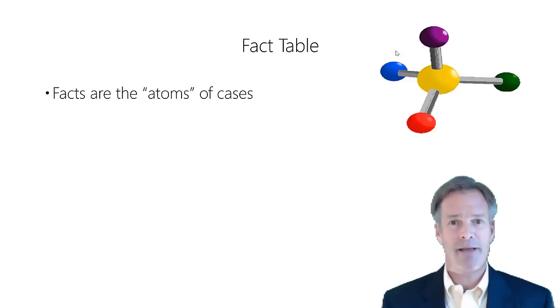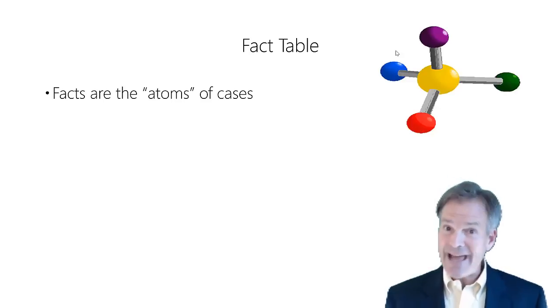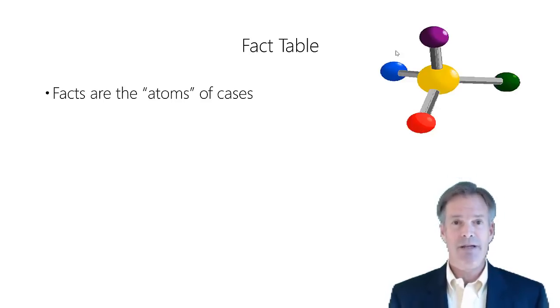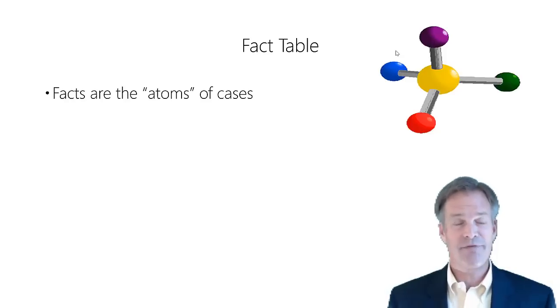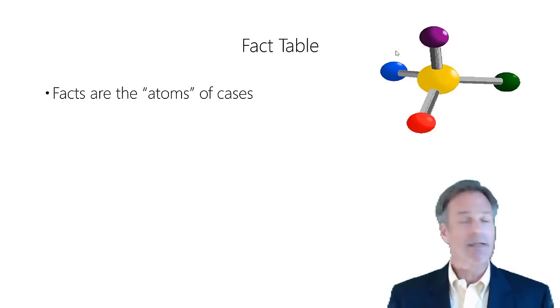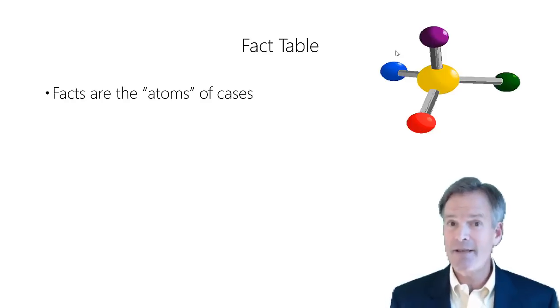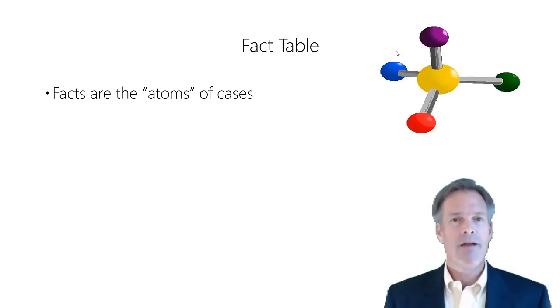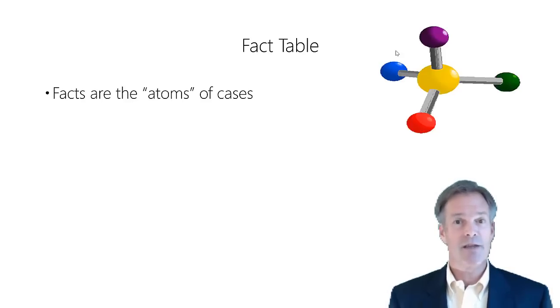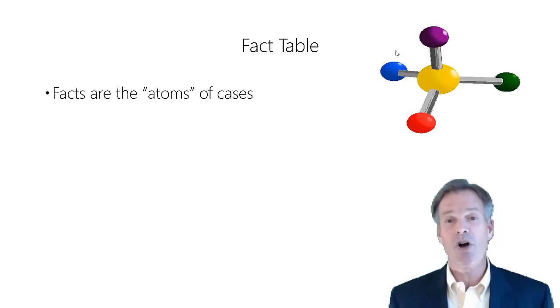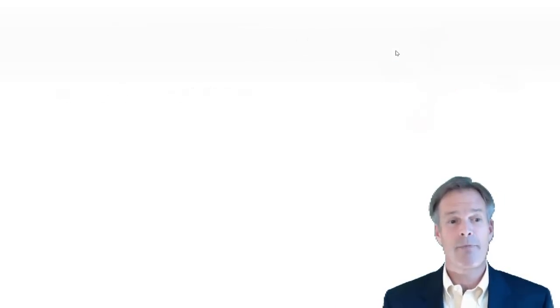What CaseMap helps you to do, and more particularly, the fact table of CaseMap helps you do, is to organize all of these facts in one place, to categorize them, to assess them, to source them, and in that regard, the fact table is really the central table around which all of the other tables rotate.